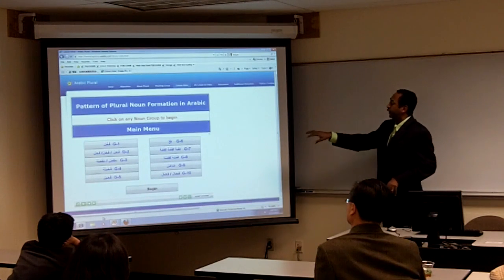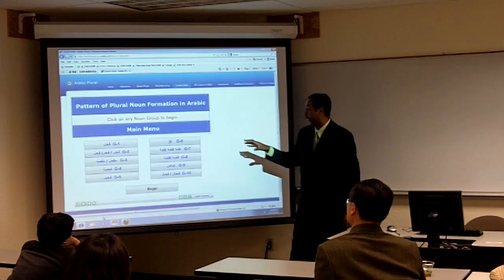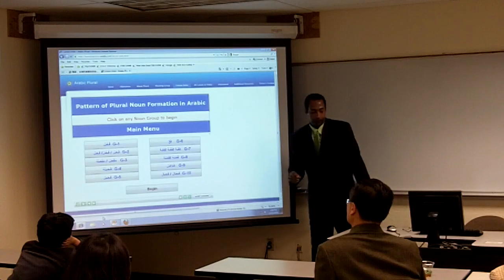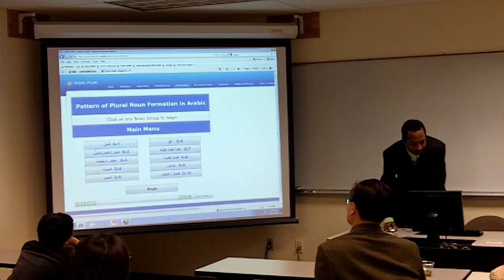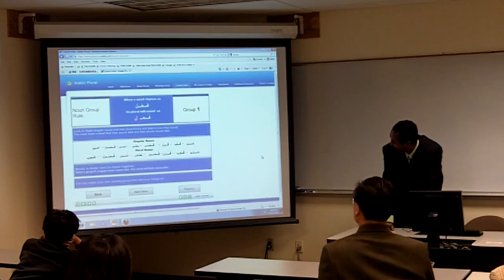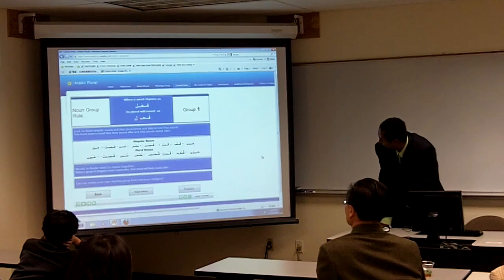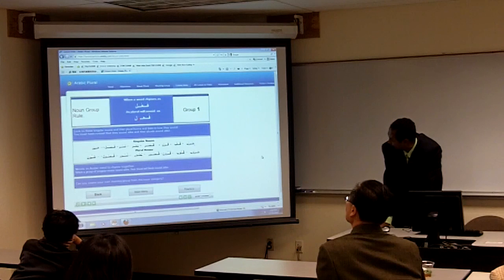And there are 10 groups in Arabic, and each group has a pattern. I'm just going to give you one sample, let us say group one. Look at these nouns and their plural forms and listen to how they sound while I read them.